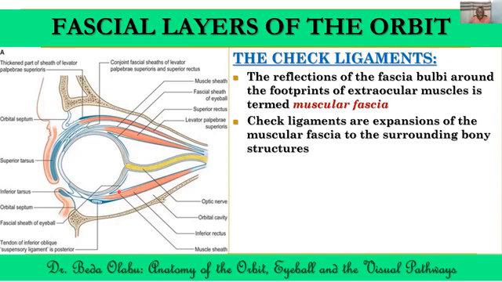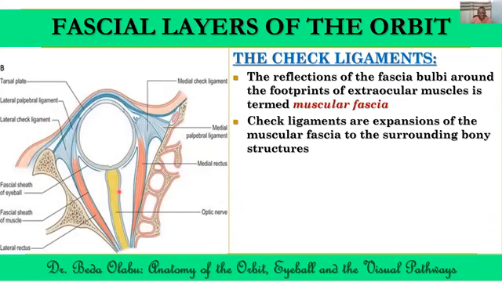There are some fascial sheaths or muscular sheaths which are thicker, and there are some which are insignificant. Now, what is a check ligament? A check ligament is an expansion from the muscular fascia to the surrounding bones. So the muscular fascia has some expansions to the surrounding bones. We call these ones the check ligaments. Not all of them are quite important. However, the ones for the medial rectus and the lateral rectus are very important.